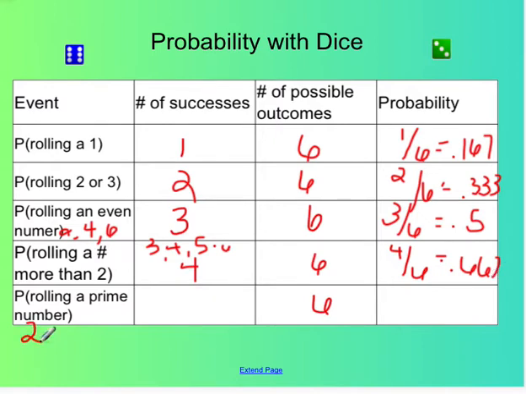2 is the only even number that is also prime because it fits that category of only being able to be divided by 1 and itself. So 2 is a prime number. 3 is a prime number, and 5 is a prime number. So each of those are prime numbers.